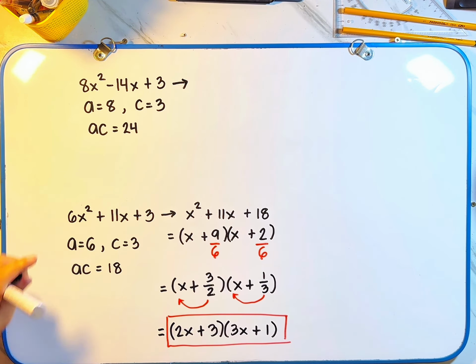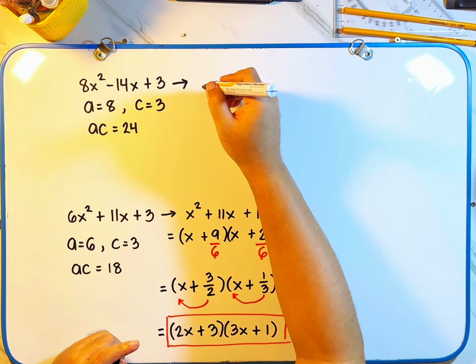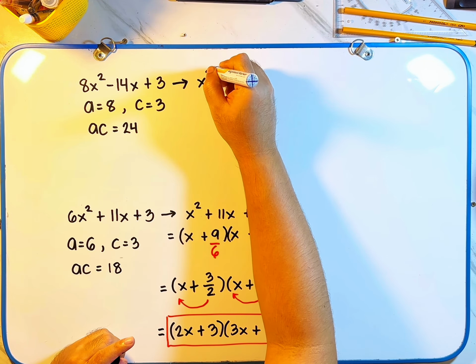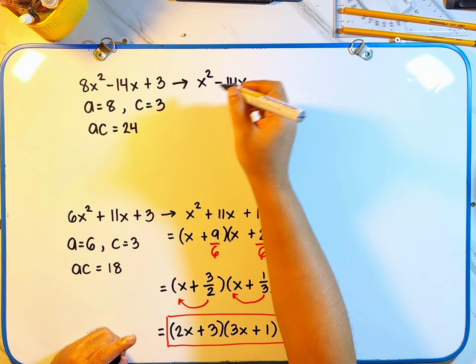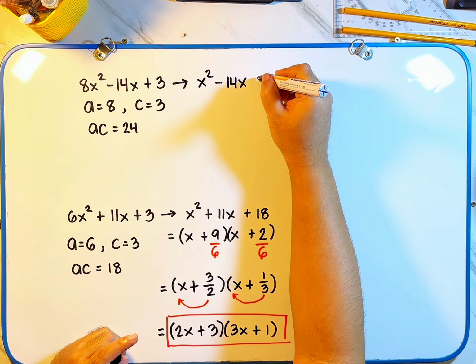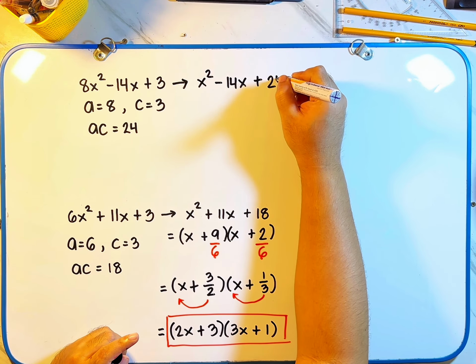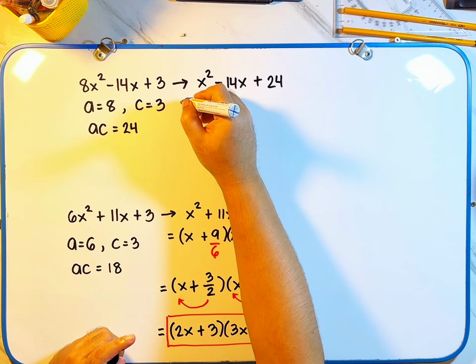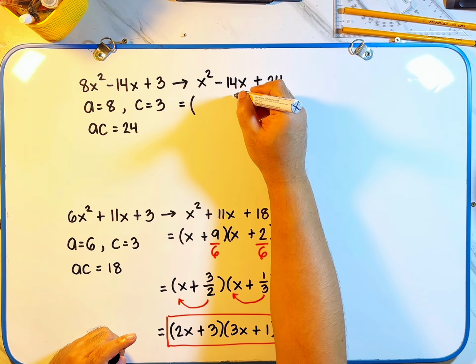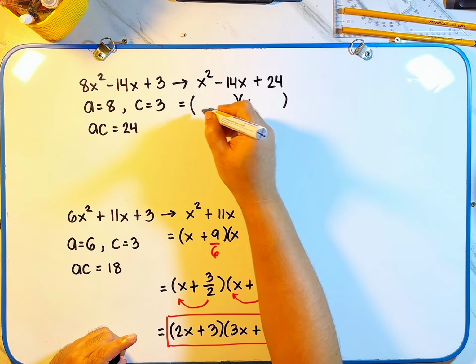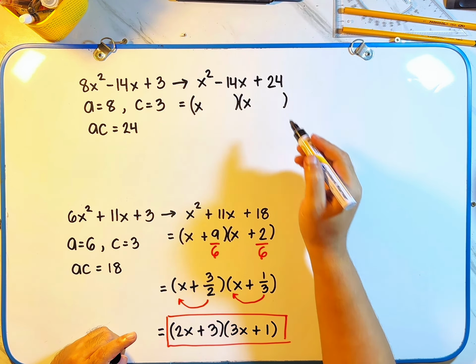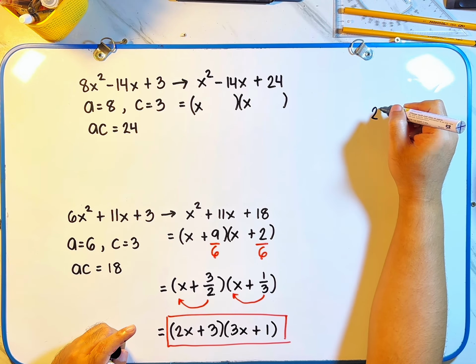Let us rewrite by removing the leading coefficient first. So x squared minus 14x, and then replace 3 with 24, plus 24. The factored form is the product of two binomials, and we have x here, x here. The constant term is 24.